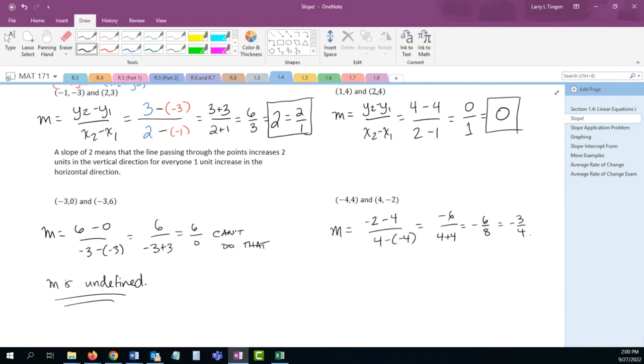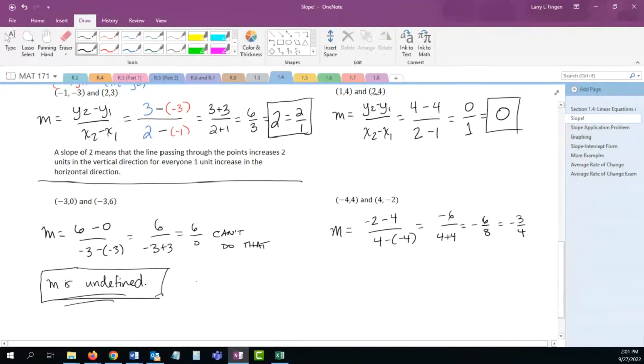All right. So for the first problem down there, I've got a slope that's undefined. And it's undefined because following the directions causes me to divide by 0. You cannot divide by 0. It is not allowed. So that means my slope is undefined.